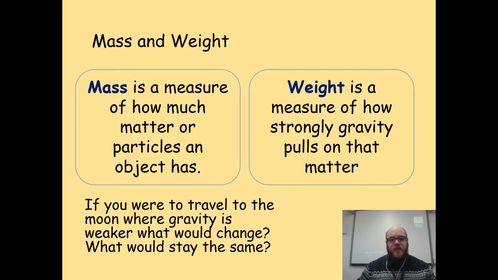Now, the mass is actually a measure of how much matter or particles an object has. I have 105 kilograms of awesome science teacher particles that make up this awesomeness. My weight, though, is dependent on how strong gravity pulls on all of my particles. So if I change my place in the universe, so for example, I was going to go to the moon, where the gravity is weaker because the moon is smaller than the Earth, what would change and what would stay the same? Pause the video, write down your answer.